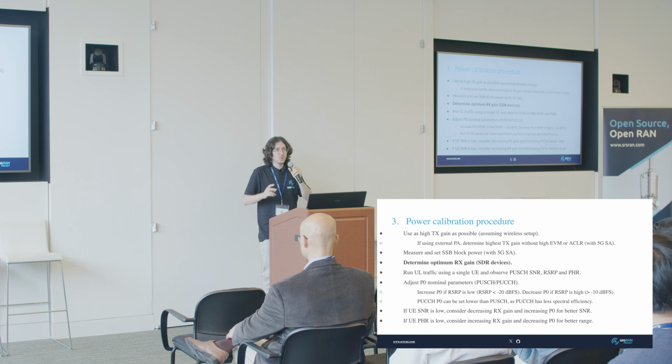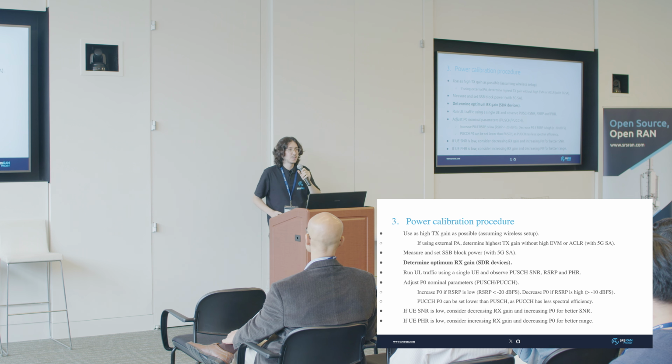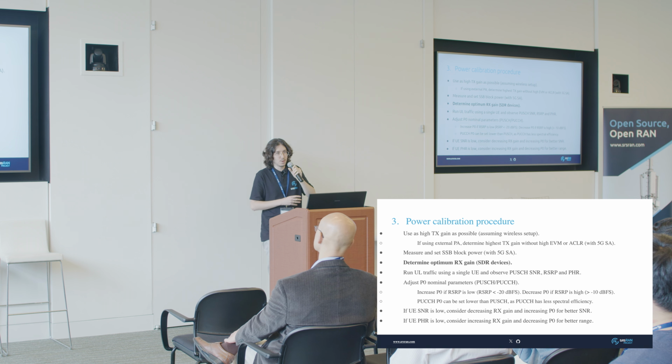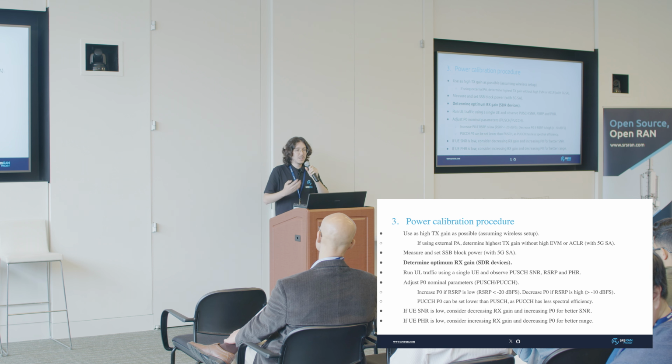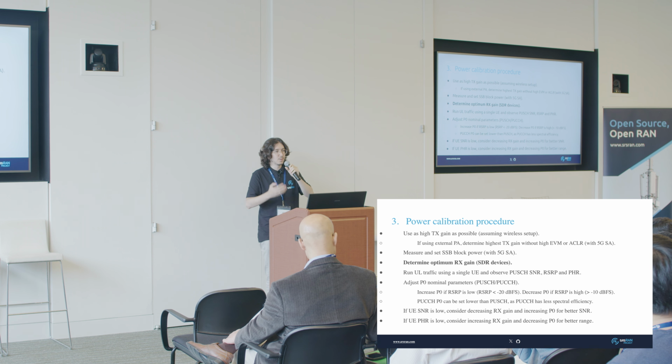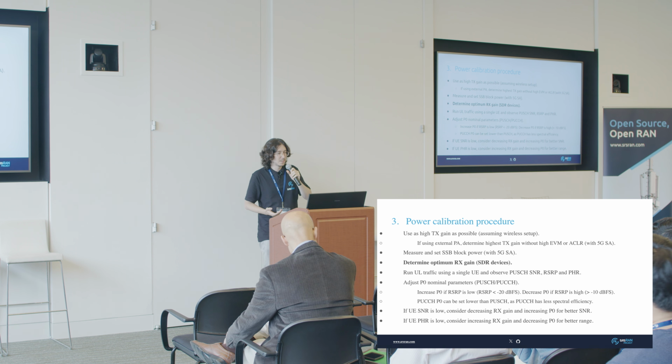So at this point, you can see one of two things. You can see that even if the RSRP is within this window, minus 10 and minus 20 dBFS, the SNR of the PUSCH is low. And so what could be happening at this point is that even though the power reaching the gNodeB is within a specific window, there are significant contributions from noise or interference.